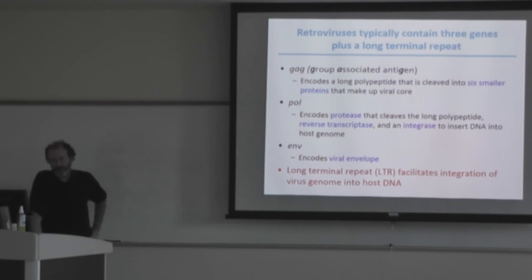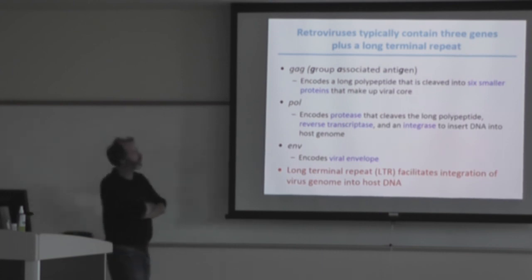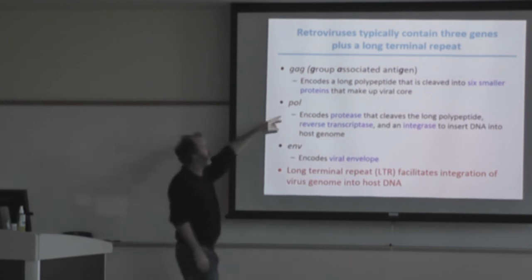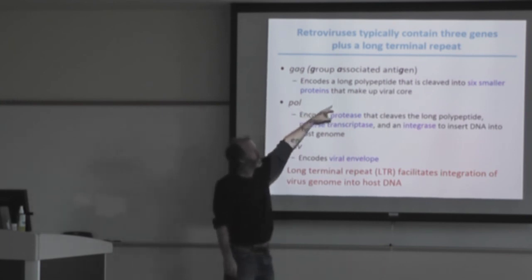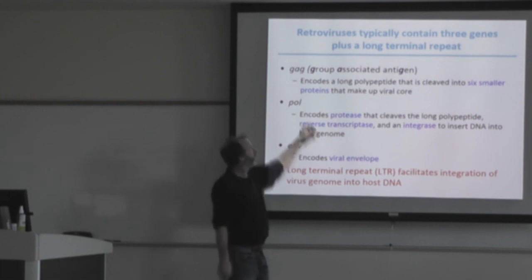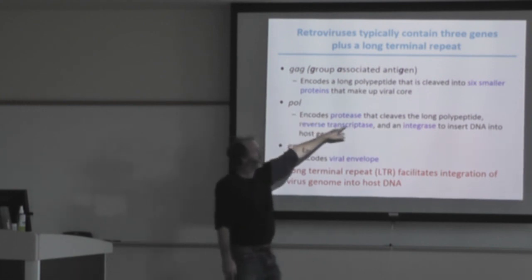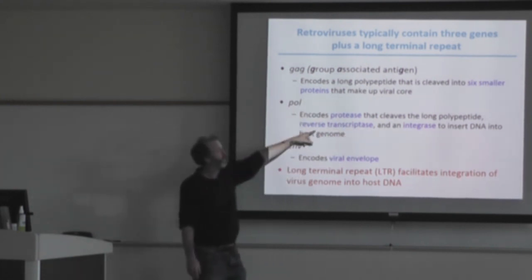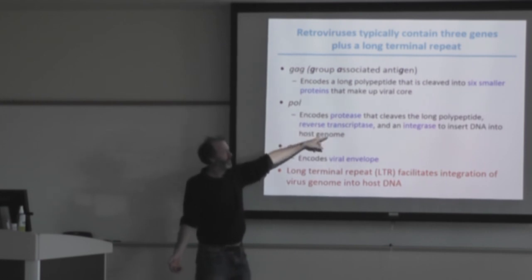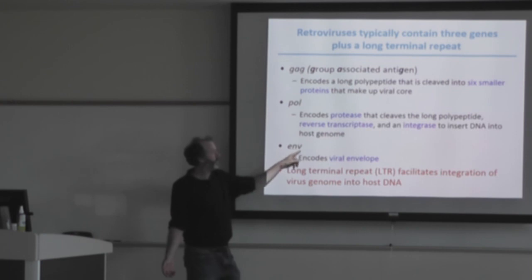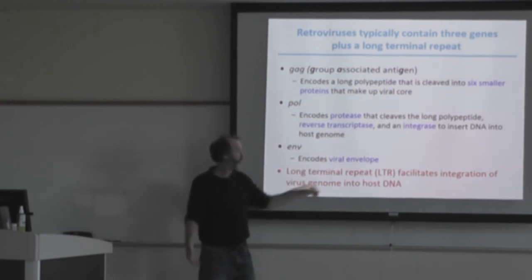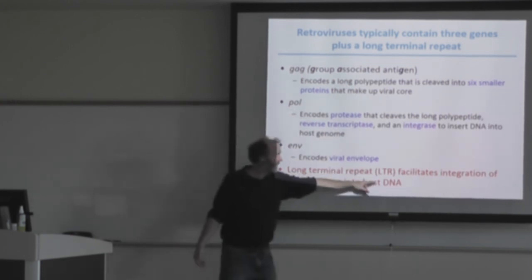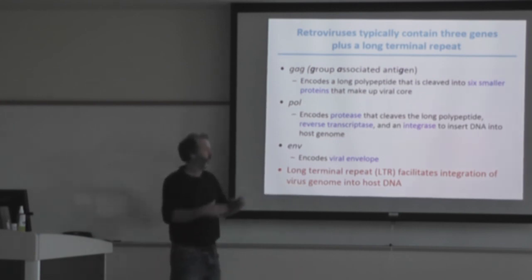So, a retrovirus typically contains 3 genes plus a long terminal repeat. There's GAG, or group-associated antigen. It encodes a long polypeptide that is cleaved into 6 smaller proteins. Pol encodes protease that cleaves the long polypeptide, reverse transcriptase, and integrase to insert the DNA into the host genome. And ENV, which encodes for the viral envelope. Long terminal repeats facilitate integration of the virus genome into the host DNA.